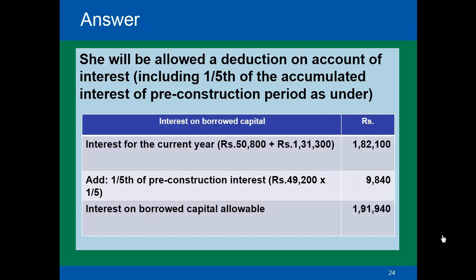Interest for the current year, which is rupees 50,800 plus 1,31,300, comes to 1,82,100. Now here we'll add 1/5 of the pre-construction interest. The interest which is given as rupees 49,200, we'll make it 1/5 of that, so 9,840 will be allowed to her. So the interest on the borrowed capital which is allowable will amount to 1,91,940.